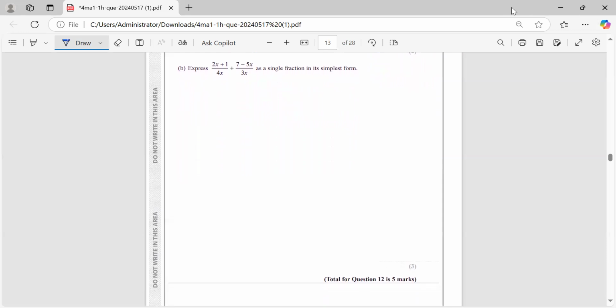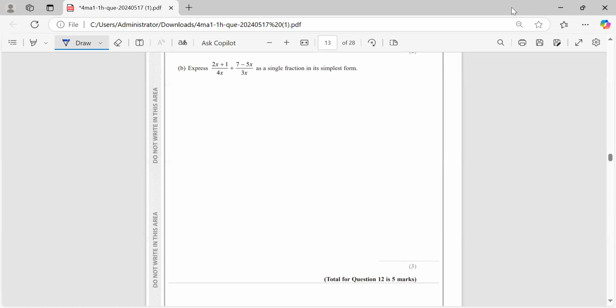Okay. And then question B. Question B says express (2x plus 1)/(4x) plus (7 minus 5x)/(3x) as a single fraction in its lowest form. All right. So the first thing when you're dealing with algebraic fractions, you need to come up with a common denominator, right? So the common denominator that we can come up with over here is by multiplying these two denominators, so we have 4x and 3x.